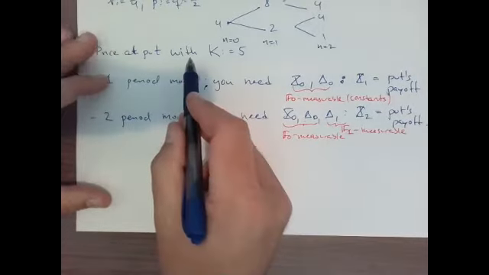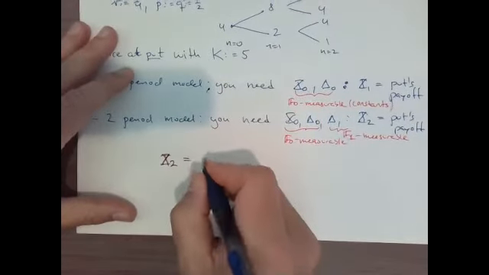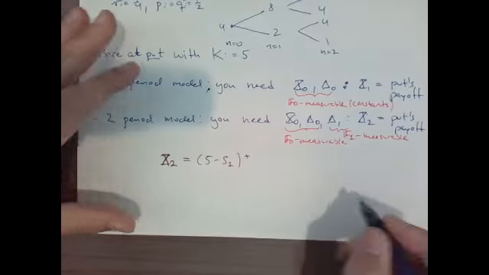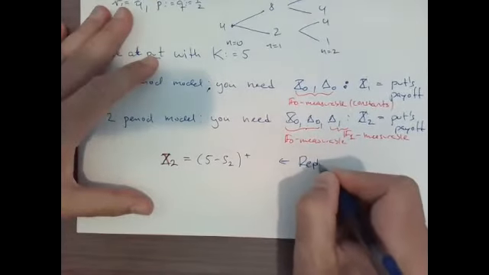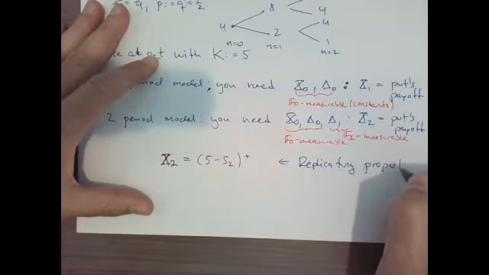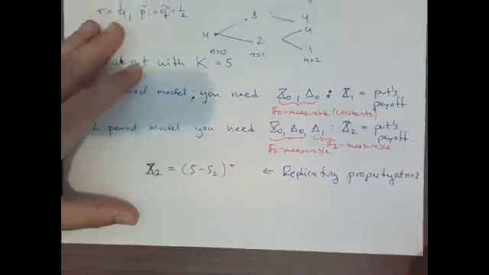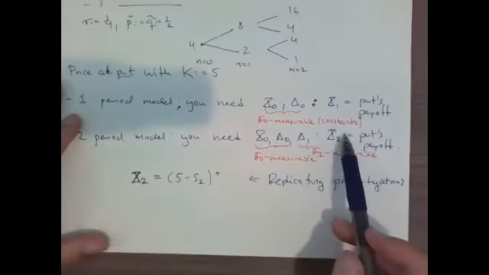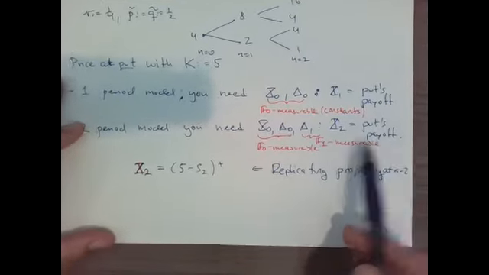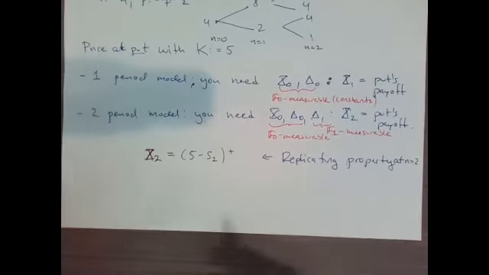So if you're looking at a put with strike 5, that means that the payoff of the put is going to be 5 minus S2, positive part. This is the replicating property, and this is at time 2, right? Because we're imagining in this 2-period model, we're going to get the put's payoff at the end, and the put's payoff at the end is going to be this guy here. Okay, so that's what we want to solve.